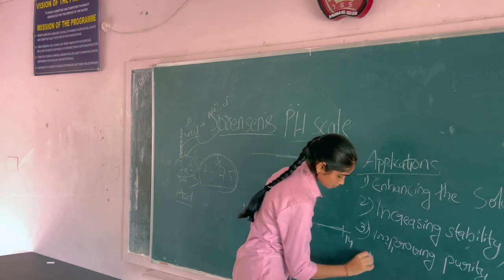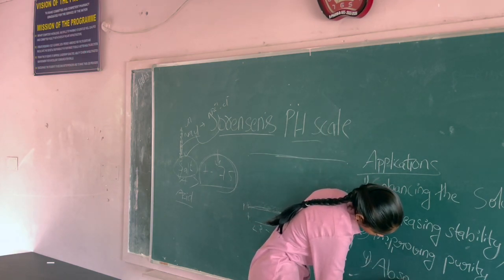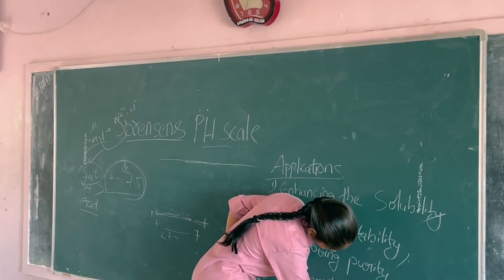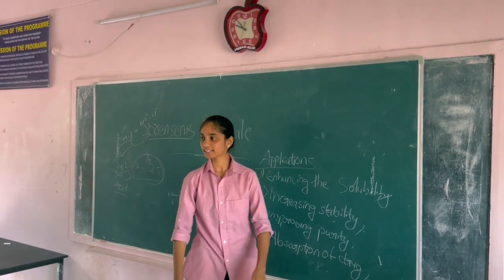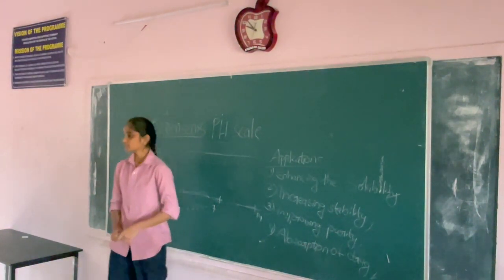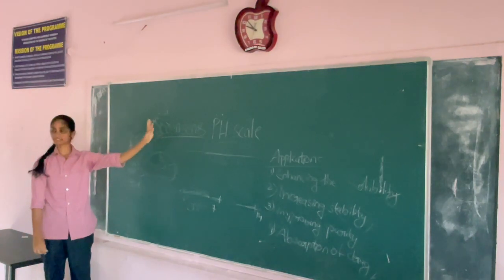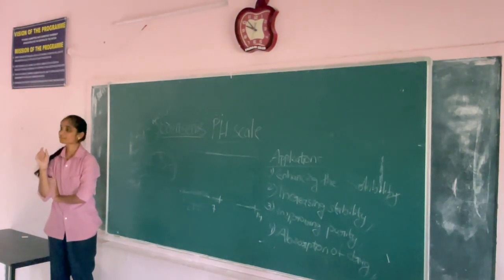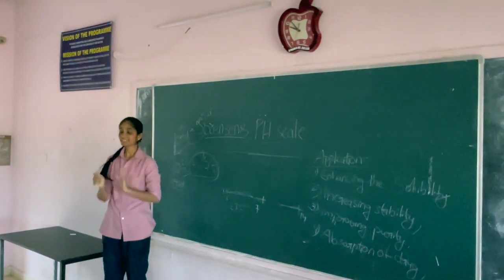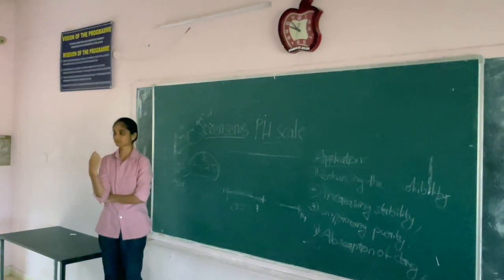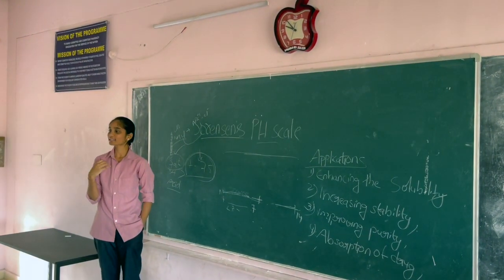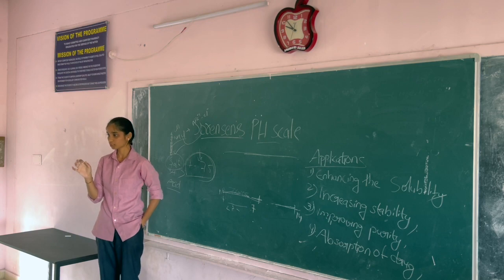And the fourth one is absorption of drug. As I said, in the case of unionized and ionized forms, the unionized form of the drug is going to be more absorbed when compared with the ionized form. The ionized form of the drug is also absorbed, but less absorbed.